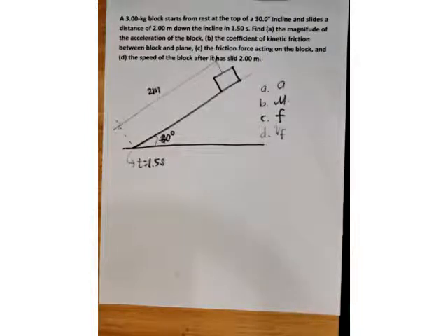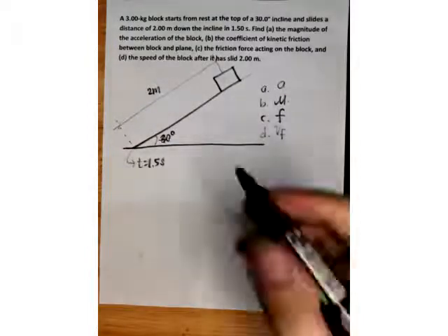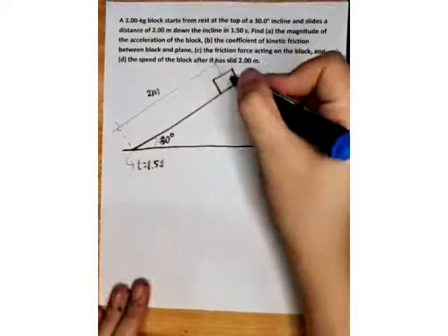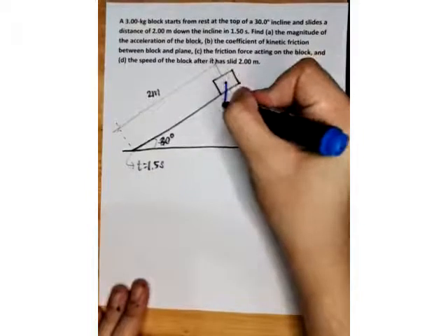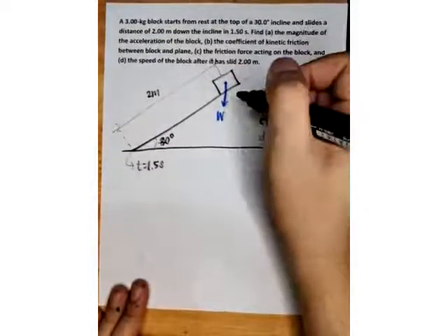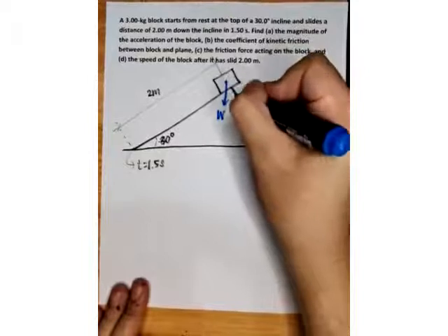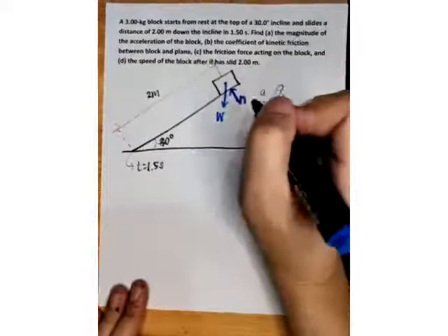Okay, class, the method is still the same. What we need to do is also to identify all the forces acting on the object. So what are the forces acting on the object? We have the weight, which is downward. Normal is always perpendicular to the surface.